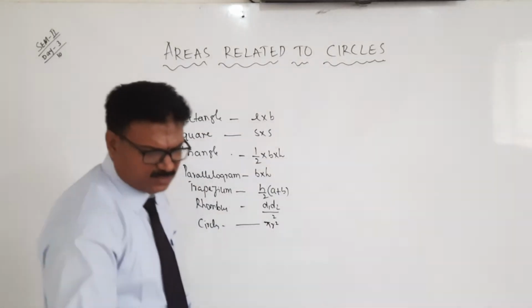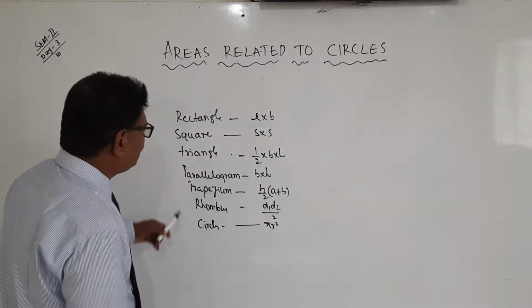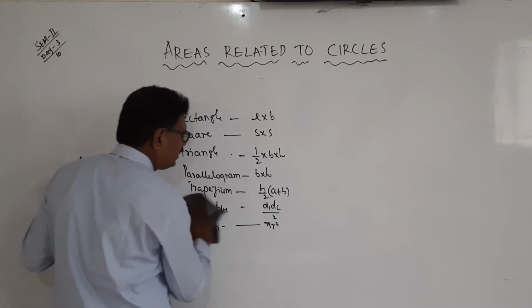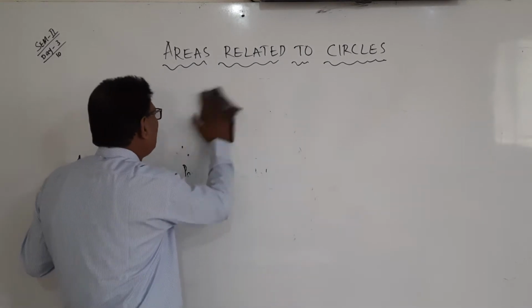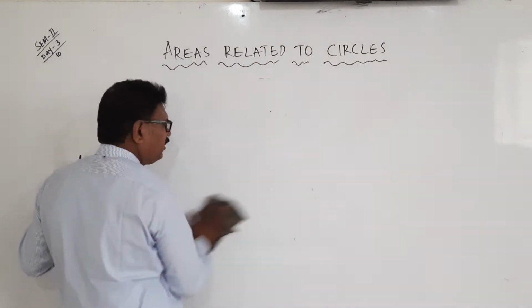In all these things, we are least bothered about all the things. We are least bothered about only circles. Okay? How are the circle areas formed?